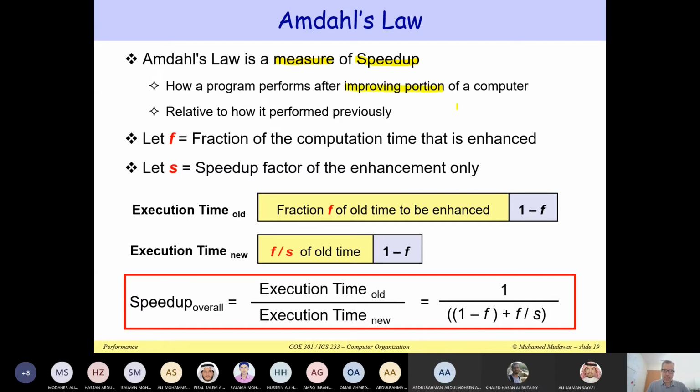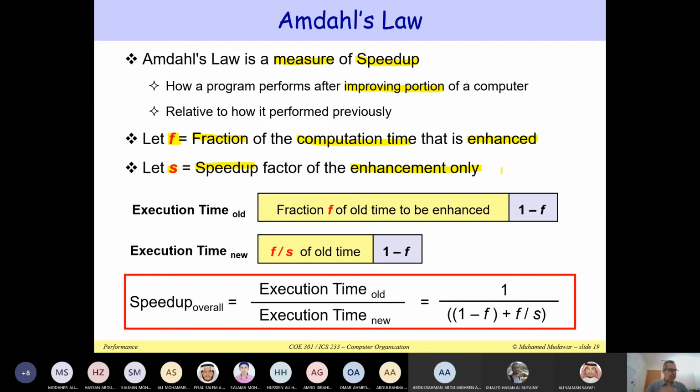When I say improving a portion, you are not trying to improve all the execution time. You are trying to improve a fraction of the execution time. So let us say that F is the fraction of the computation time that we are enhancing, and let us say that S is the speedup factor of the enhancement only.